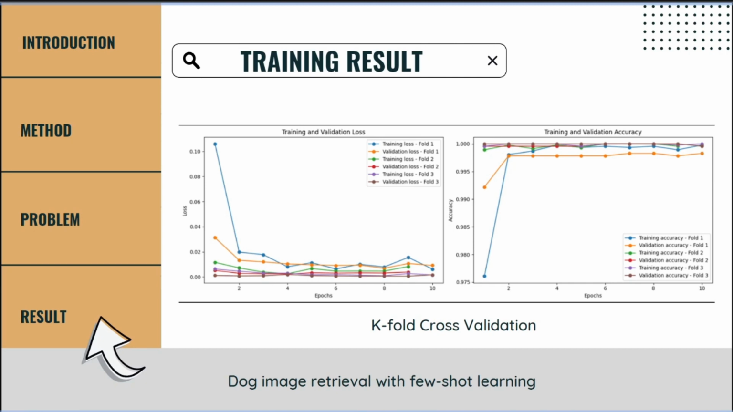How it works is that in the first iteration, fold 1 serves as the validation set, while folds 2 and 3 are combined and used as the training set. And for the second and third iterations, fold 2 and fold 3 will serve as the validation set, while the rest will serve as the training set.